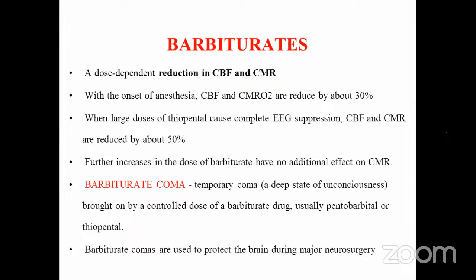example thiopentone, phenobarbital: there is a dose-dependent reduction in both cerebral blood flow and cerebral metabolic rate, and it is reduced by 30%. When large doses of thiopentone cause complete EEG suppression, cerebral blood flow and cerebral metabolic rate are reduced by about 50%. Further increase of dose of barbiturate has no effect on cerebral metabolic rate. In major neurosurgeries, we induce barbiturate coma, that is a temporary coma, a deep state of unconsciousness brought on by a controlled dose of barbiturate drug.